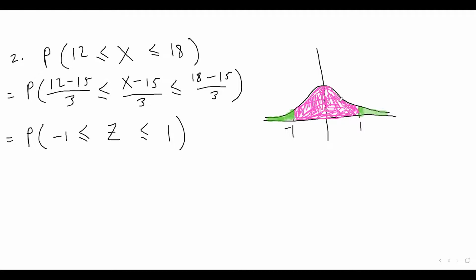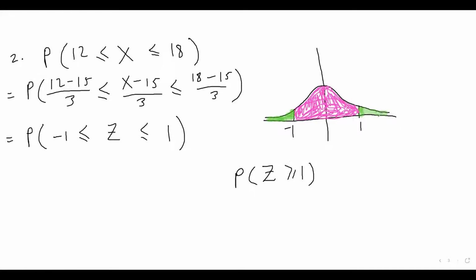How do you find these areas, the ones that are shaded in green? Using the standard normal table for the right tail. To find that, you do the following. You find the probability that Z is at least 1. When you find the probability that Z is at least 1, that will give you the area between 1 and positive infinity that we shaded in green here on the right tail.